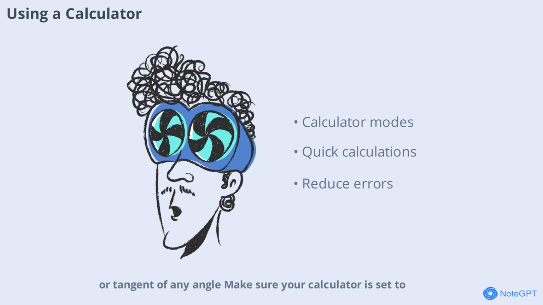Make sure your calculator is set to the correct mode, degrees or radians depending on the problem. Calculators also help you solve for unknown sides or angles quickly, saving time and reducing errors.